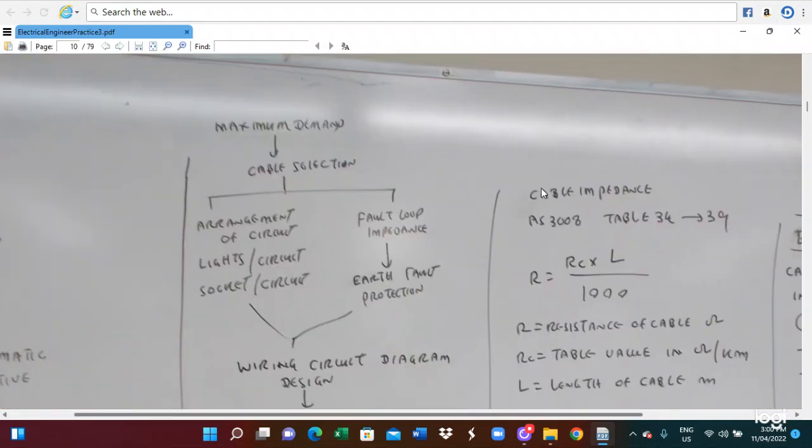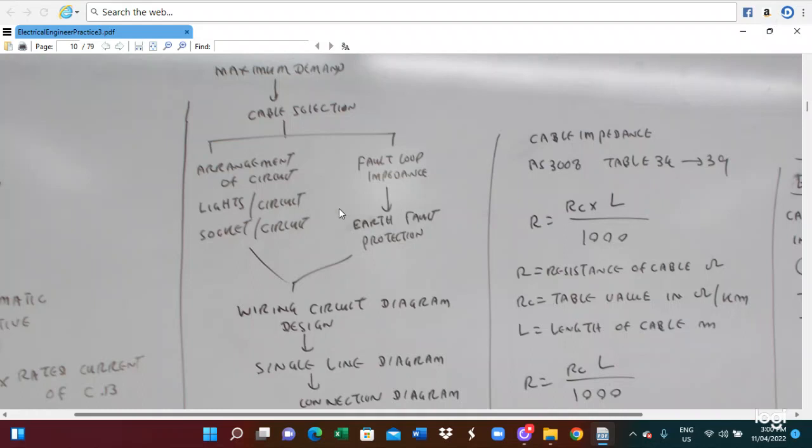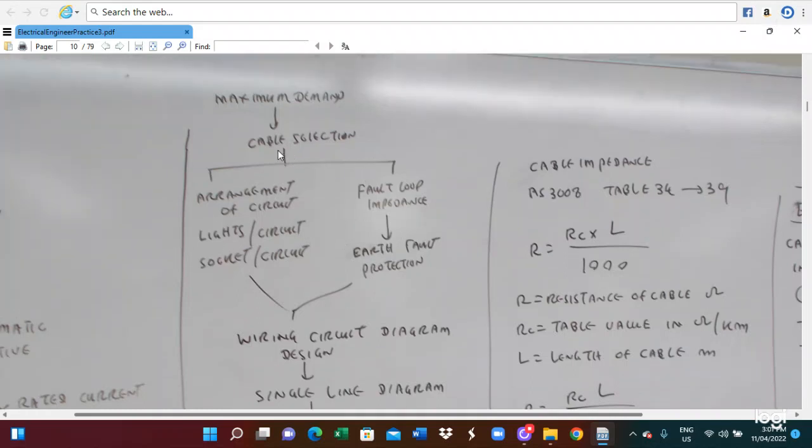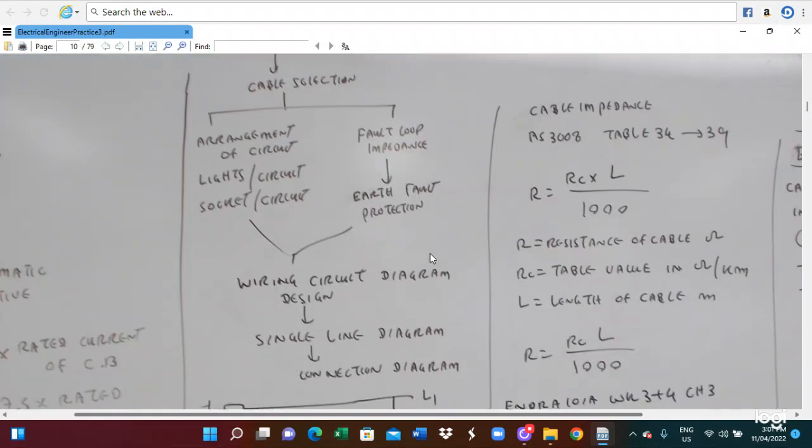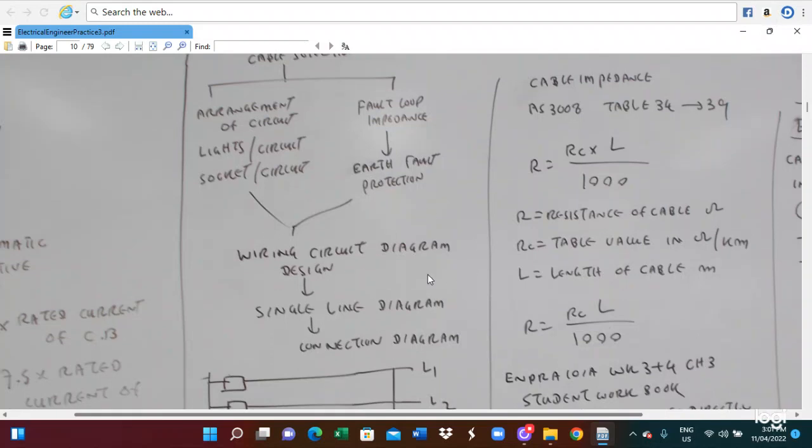Therefore, we also need to calculate the maximum demand. The maximum demand depends on the cable selection. Our cable selection depends on the arrangement of the circuit, the length of the circuit, and the socket outlet circuit. So they depend on which equipment is included in the circuit, how the circuit is arranged, and also the length of the circuits. Depending on those circuit arrangements, we have to select the cable. The cable selection also depends on the fault loop impedance and the fault loop protection. So these things have to be considered to determine the wiring circuit diagram design.